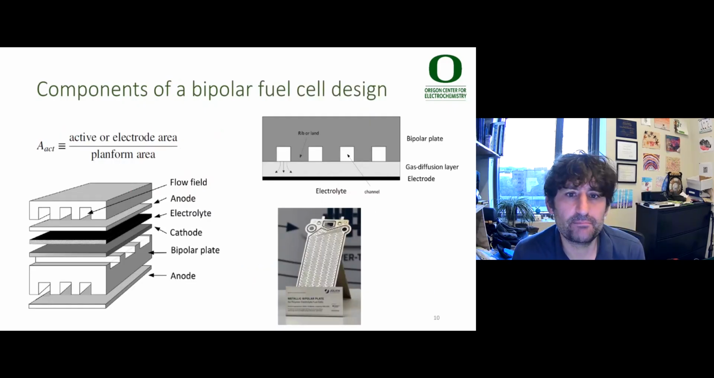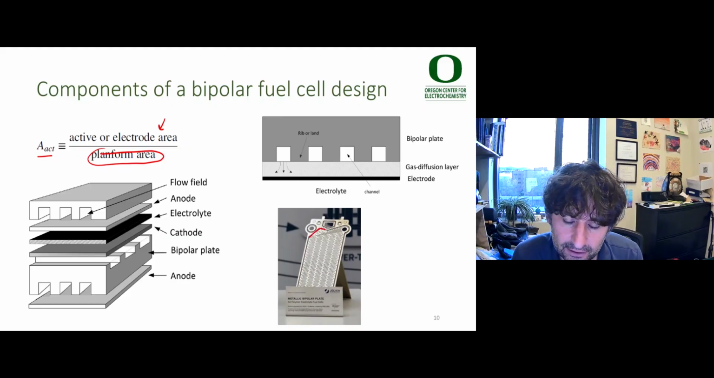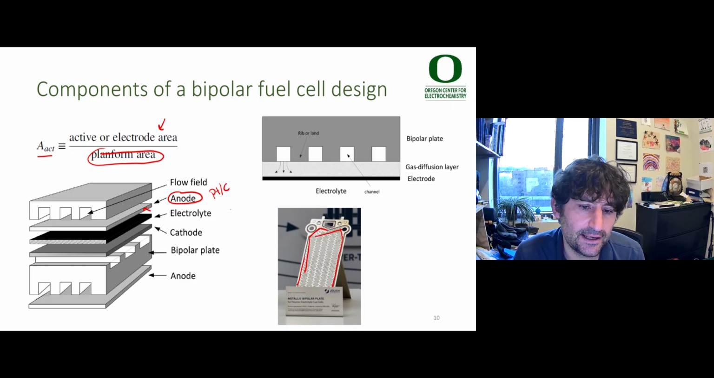Here's a blow-up of the components of a bipolar fuel cell design. We can define A_act as the fraction of the area that's active over the total cross-sectional area of our bipolar plate. We'll see this in a second. More specifically, for example, in this diagram, you can see the active area, where the actual flow channels are, is a fraction of the total area. You have an anode material, and if you remember from our earlier lecture on fuel cells, the anode is typically platinum on carbon, and that's going to be driving the hydrogen oxidation reaction.